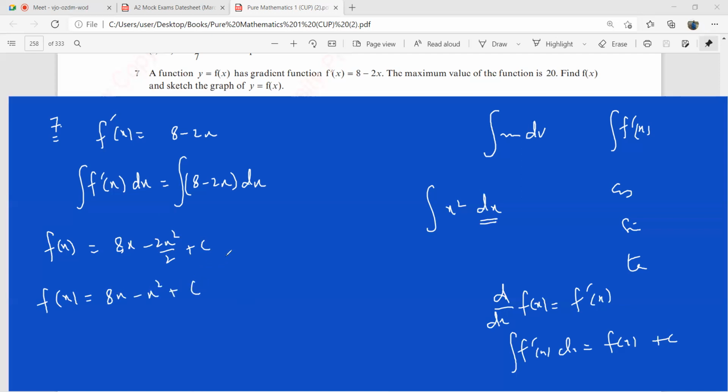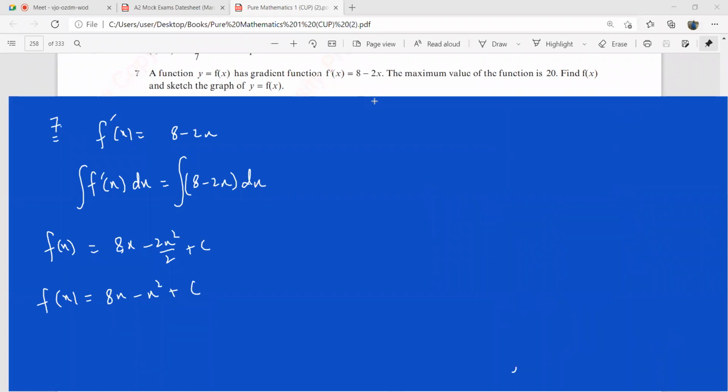It next says the maximum value of the function is 20. The maximum value of the function is 20. That means that your f dash of x is equal to 20. Because just let me clear this first of all, and then I get back to this. Okay. Oh, I was saying something wrong here.